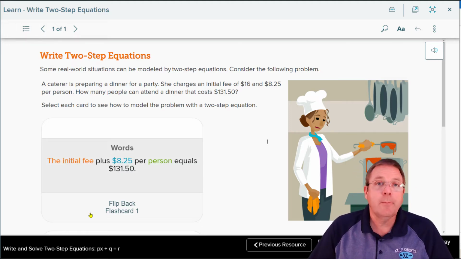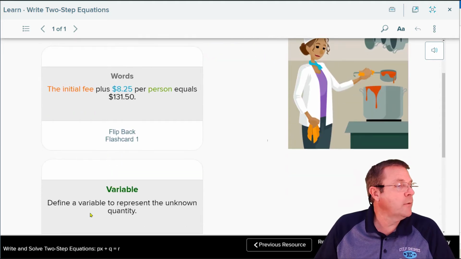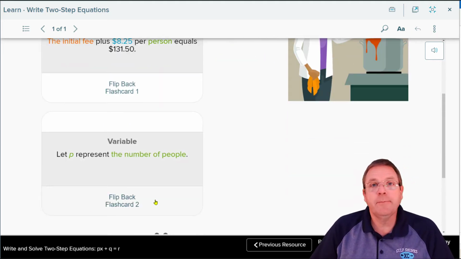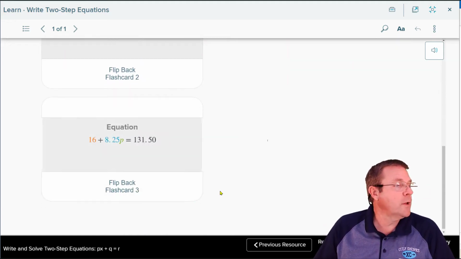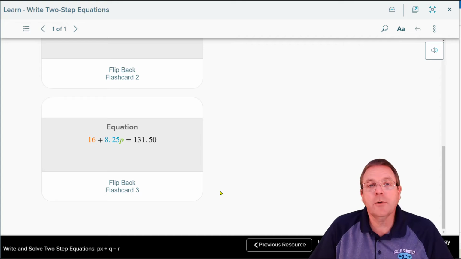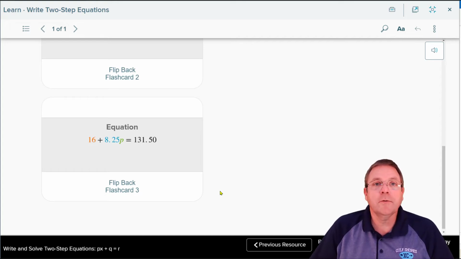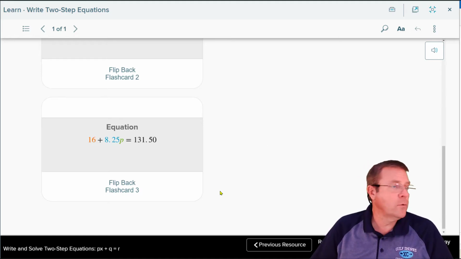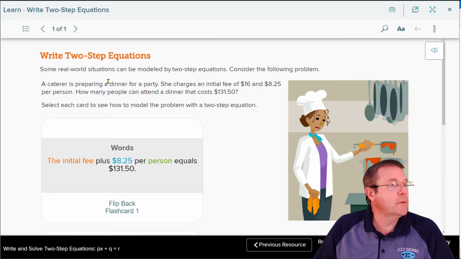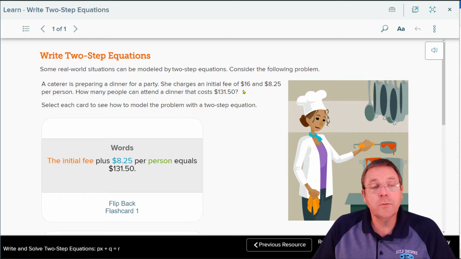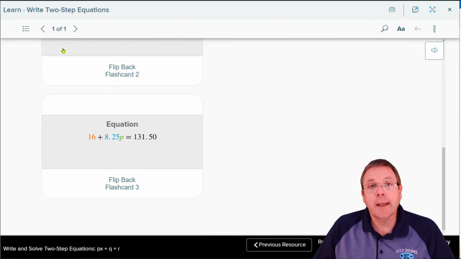The initial fee plus the $8.25 per person is going to equal the $131.50 total. From there, we need to figure out what our variable is, and p is going to be the number of people that can attend the party. And from there, we need to translate all that into an algebraic expression. So the initial fee was $16 plus the $8.25 times the number of people. That equaled the total of $131.50. So here you've taken a sentence of a real-world situation and converted it into an algebraic equation.